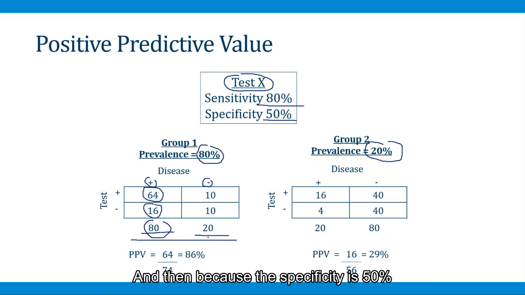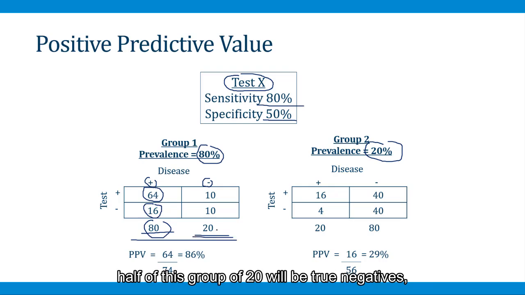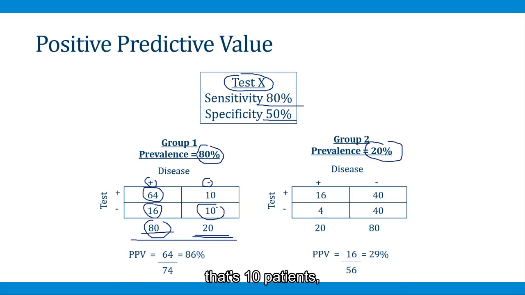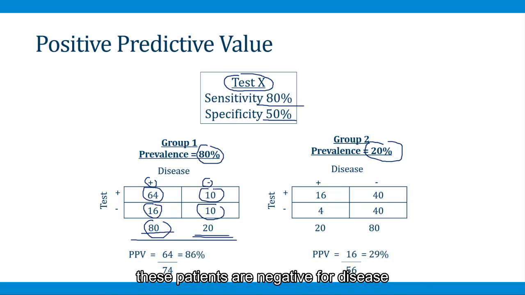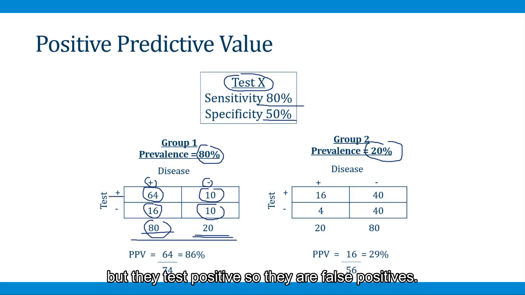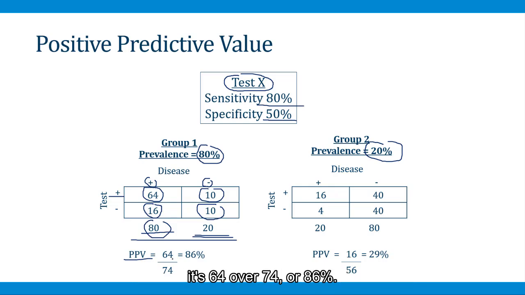And then because the specificity is 50%, half of this group of 20 will be true negatives, that's 10 patients. The remaining half, which is another 10, will be here. These patients are negative for disease, but they test positive, so they are false positives. So now that we have the table filled out, we can calculate the positive predictive value. It's 64 over 74, or 86%.